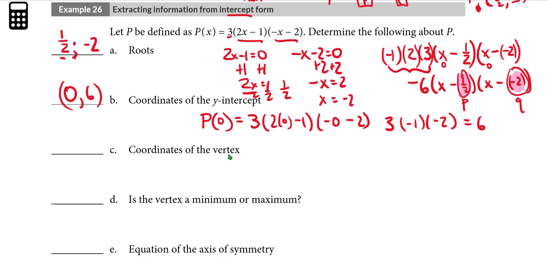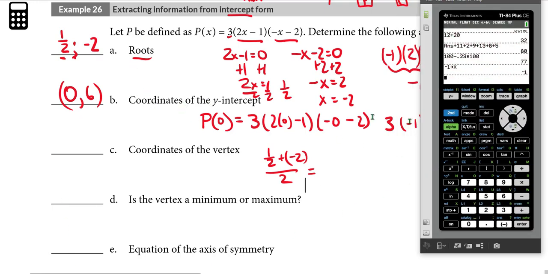Coordinates of the vertex. So remember how we find the coordinates of the vertex from factored or intercept form. We find our roots and then we average our roots. So what is this going to be? This is going to be the sum of the two roots that I found in 26a over 2, the number of roots. And I'm going to do this in my calculator. I don't want to mess this up. So calculator's coming up here. You can use your calculator here.